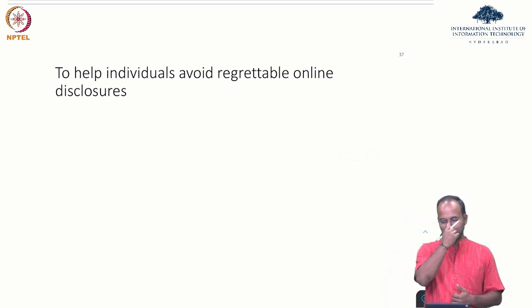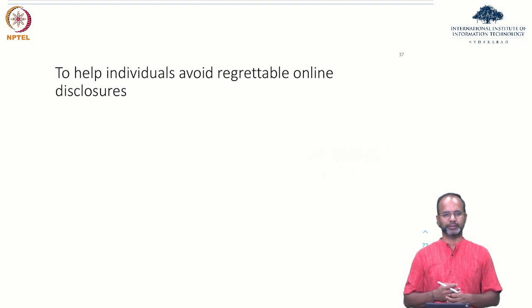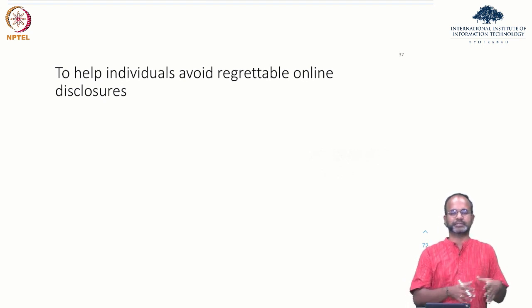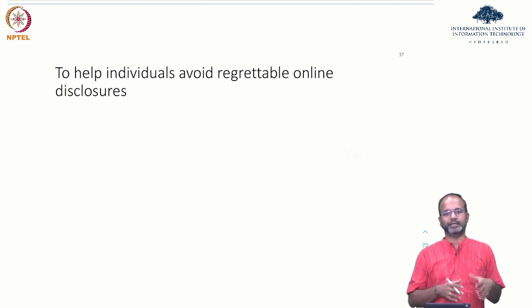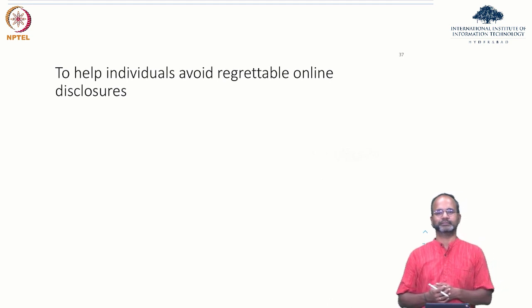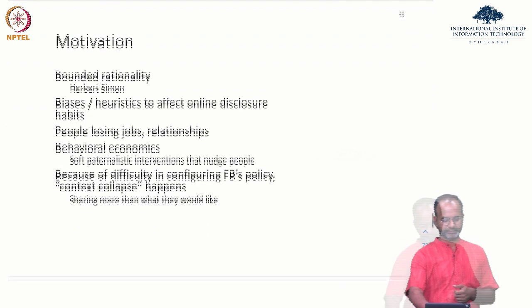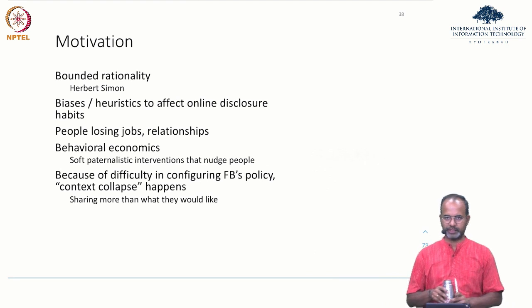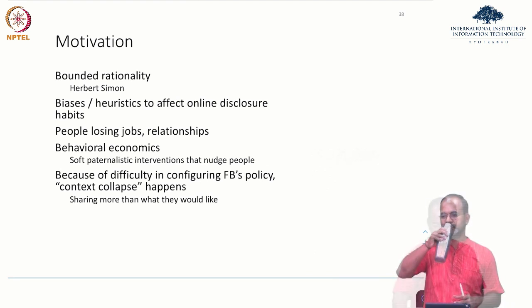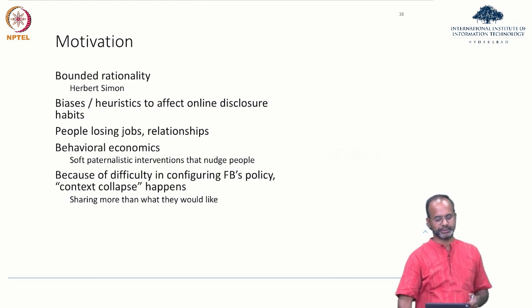So the goal is to help individuals avoid regrettable moments, the regrettable disclosures that people make online. You want to help users avoid these kinds of disclosures. So here is some motivation for this problem of regrettable disclosures. Why do you want to build technologies around it, right?